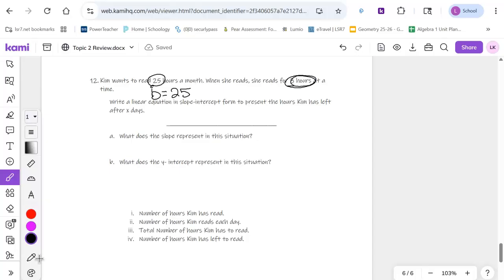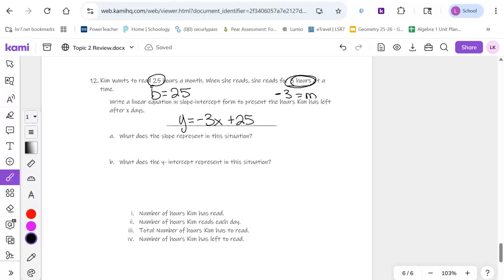She's reading, so every time she reads 3 hours, that knocks 3 hours down. So that is her m. So we can write y equals negative 3x plus 25. Now it says, what does the slope represent in this situation?